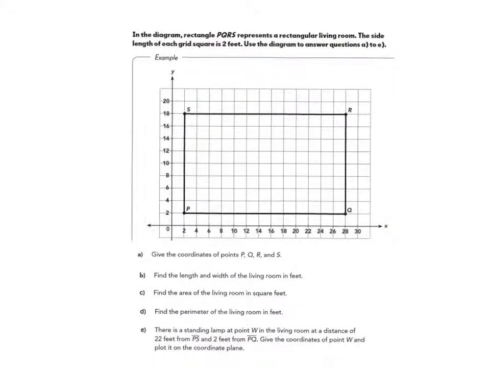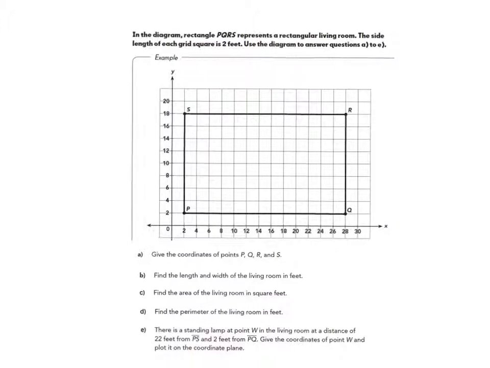When we're trying to take coordinate plane problems into real world problems, we usually think about measuring things, like measuring a classroom or a playground or a garden. In this situation, this is a rectangular living room. The side length of each grid square is 2 feet, so I know each block's 2. Use the diagram to answer the question.